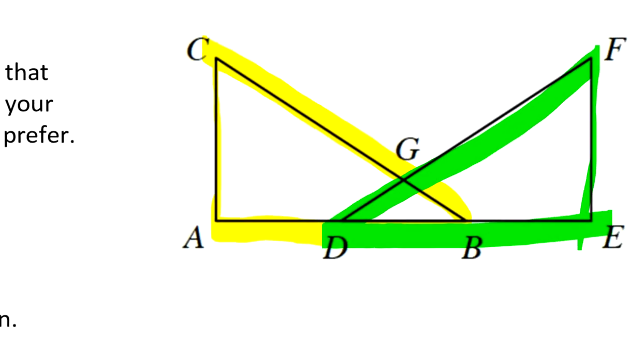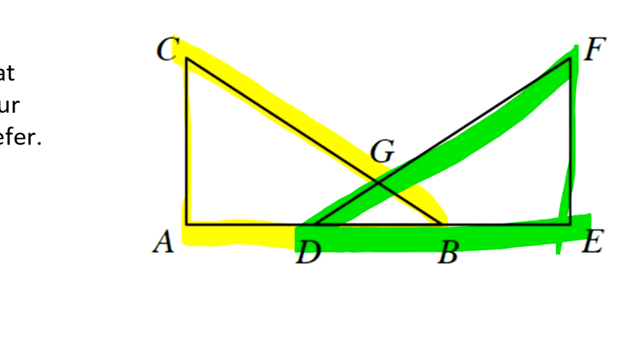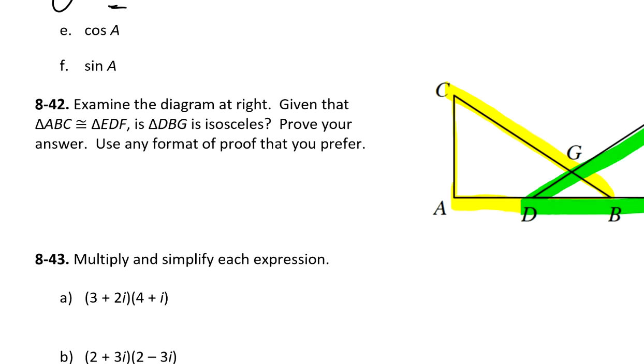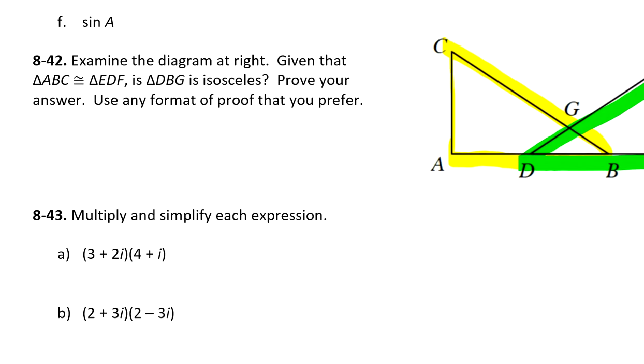Well, in order for this to be isosceles, if we could show that the base angles are the same, then it would have to be isosceles. And the other thing to remember is, if you look at angle F to D to E and angle C to B to A, those angles are in the same location of congruent triangles. Anytime you've got corresponding parts in a triangle that are congruent, those angles are congruent.